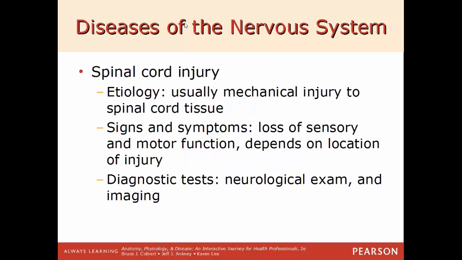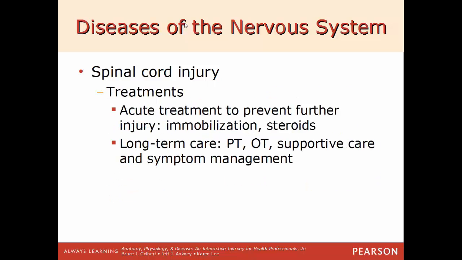Spinal cord injuries, etiology: usually a mechanical injury to the spinal cord tissue. Signs and symptoms: the loss of sensory and motor function. Of course, it will depend on the location of the injury. Diagnostic tests: neurological exams and imaging. Treatments: for an acute injury, you want to prevent any further injury, so that would include steroids or immobilization. For long-term care: physical and occupational therapies, supportive care, and then symptom management.